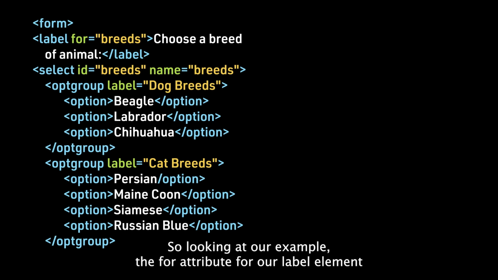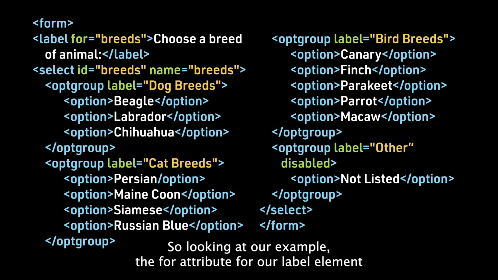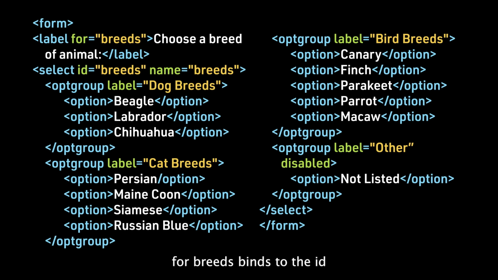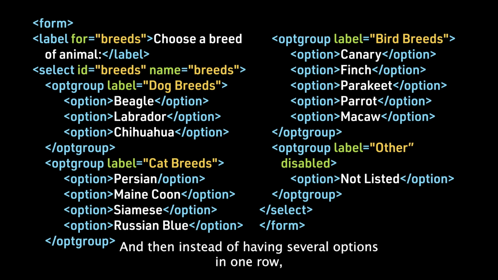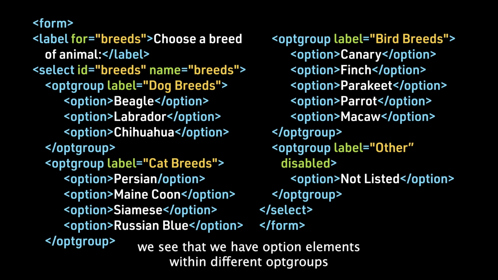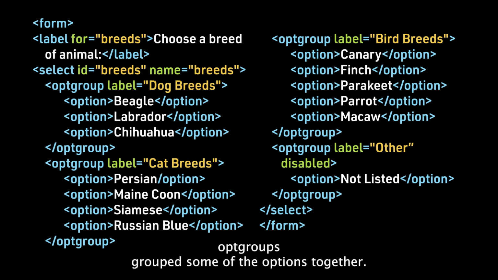Here is an example. So looking at our example, the for attribute for our label element for breeds binds to the ID attribute of breeds in the select element. And then instead of having several options in one row, we see that we have option elements within different optgroups. And these optgroups group some of the options together.